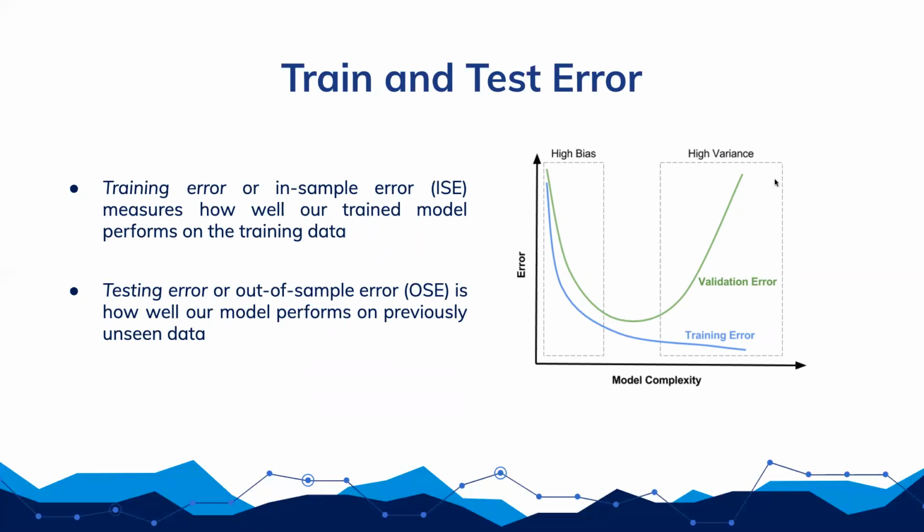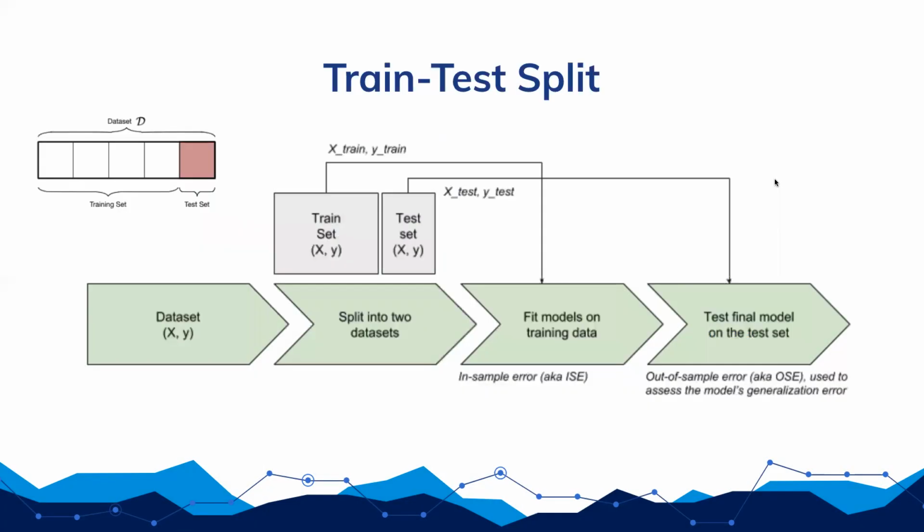So basically what we do is, to fake the model seeing new data, we can split our data into a train set and a test set, and then measure the error on both. So the training error or in-sample error is how well the model performs on the training data, and then the testing error or out-of-sample error is how well it performs on new data it hasn't seen before.